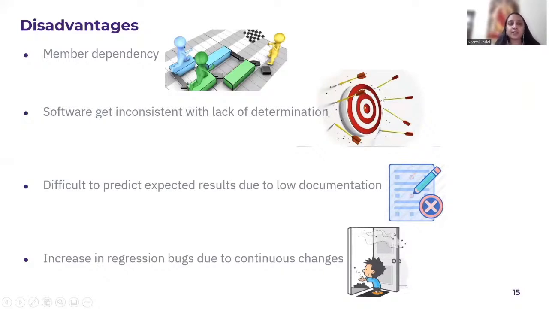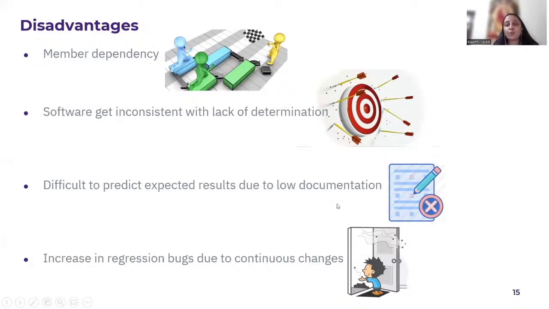So this is one of the disadvantages too. Software gets inconsistent with a lack of determination. Lack of determination from the testing team may lead to team failure itself. So to overcome this, collaboration between the team members to discuss the issues and customer expectations will keep us on track always.